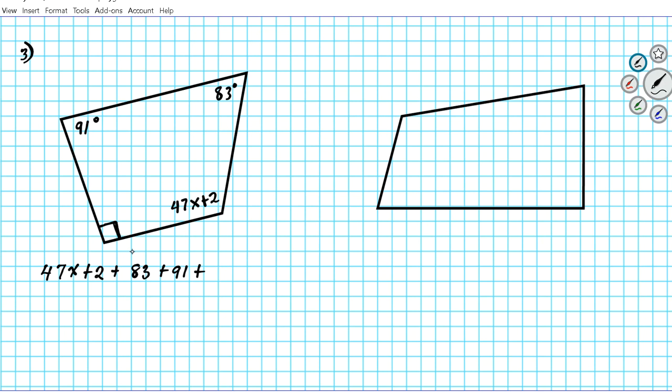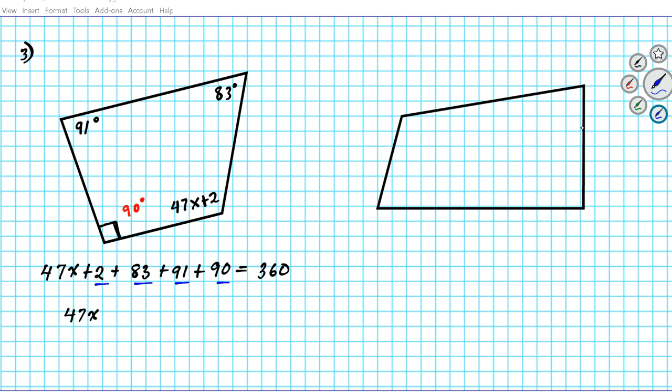This, ladies and gentlemen, is a right angle. And what is the measure of right angles? 90 degrees. Okay, so don't forget. So this is 90. All of them together, according to the angle sum property of quadrilaterals, is 360. So we're going to solve this resulting algebraic equation. We bring down 47x, and then we're going to combine the constants, okay? 2 plus 83 plus 91 plus 90. Let's go ahead and add all that together.